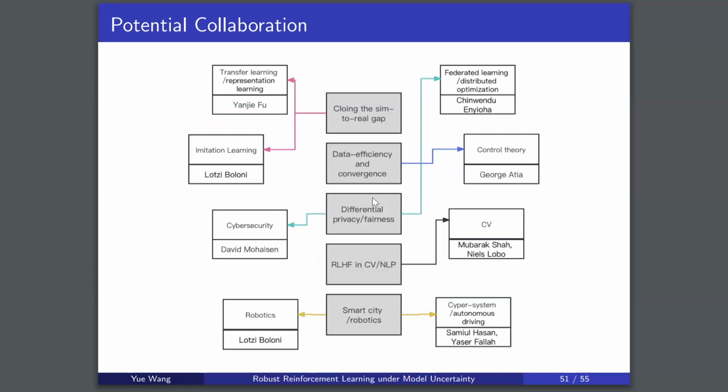One thing I like about UCF is that no matter which topic I'm looking at, I can always find many potential collaborators. For example, if I want to study the simulation-to-reality gap, I know Dr. Fu has been studying transfer learning and representation learning, and I know Dr. Baruni has been working on imitation learning, and both of these approaches can be used to close the sim-to-real gap.